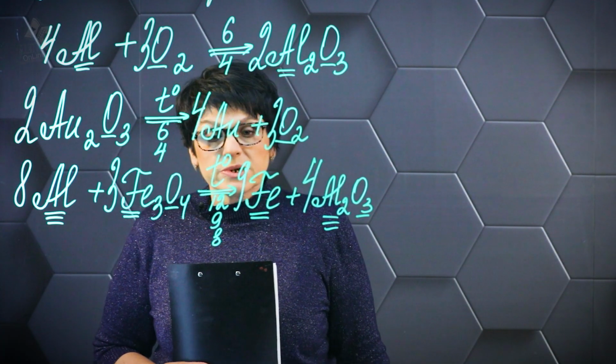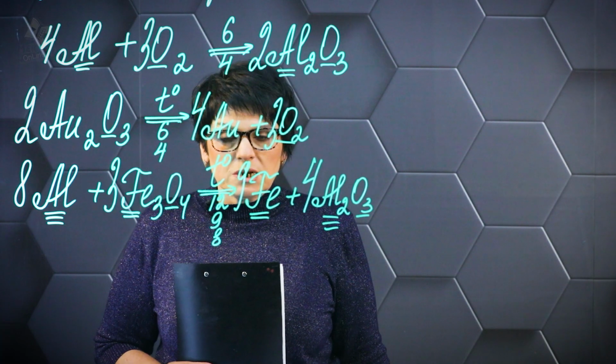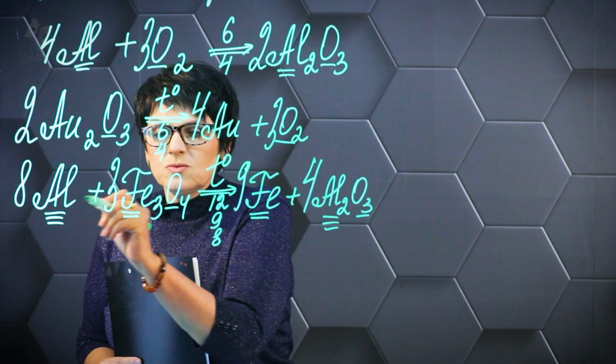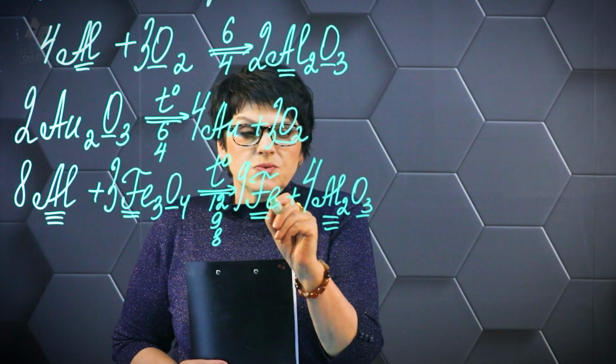Additionally, I would like to remind you that the reaction equation can also be read as a chemical language when it is spoken aloud. 8Al plus 3 Fe3O4 equals 9 Fe plus 4 Al2O3.